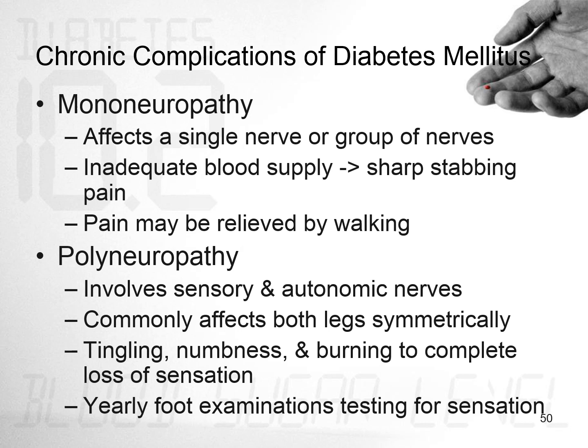Mononeuropathy affects a single nerve or a group of nerves. Its inadequate blood supply causes a sharp stabbing pain. This pain can be relieved by walking. And then polyneuropathy involves sensory and autonomic nerves. It commonly affects both legs symmetrically. These patients will have tingling, numbness, and burning to complete loss of sensation. They need yearly foot examinations to test for sensation loss.